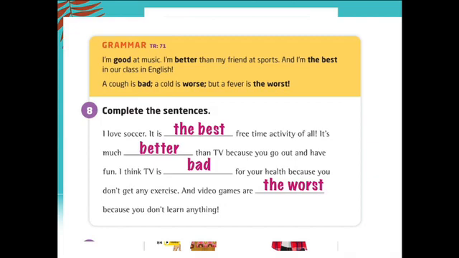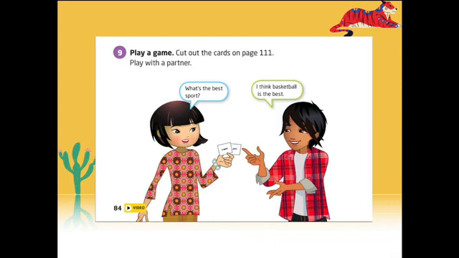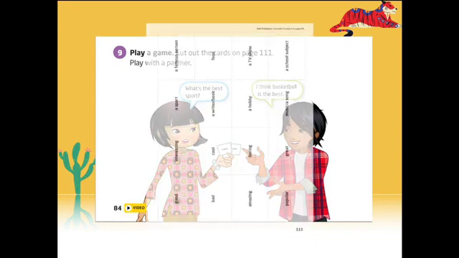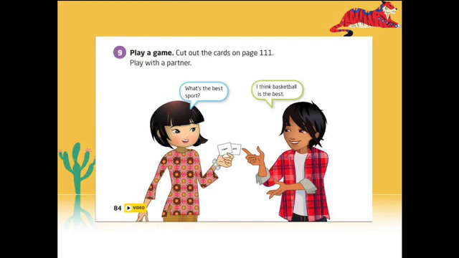Now let's continue with exercise 9. Here, guys, it says play a game. Cut out the cards on page 111, this page, and play with a partner. But this time we don't have your partner, so we're going to change the activity. As you can see, we have a set of 8 words, which are adjectives, and the other set of 8 are things.